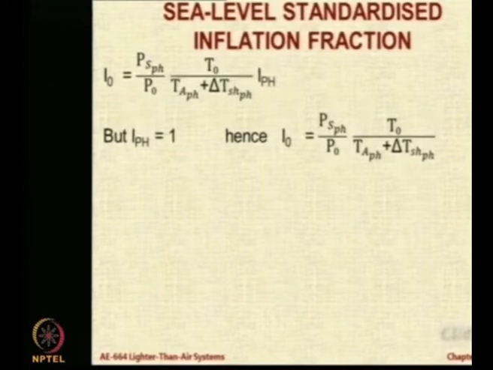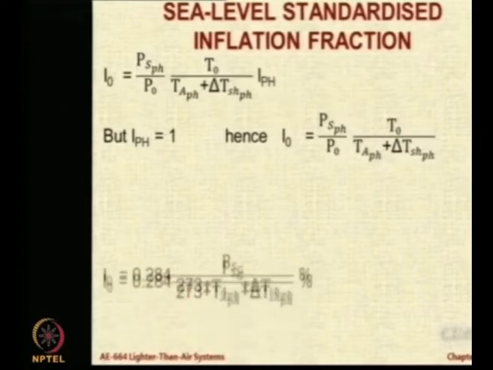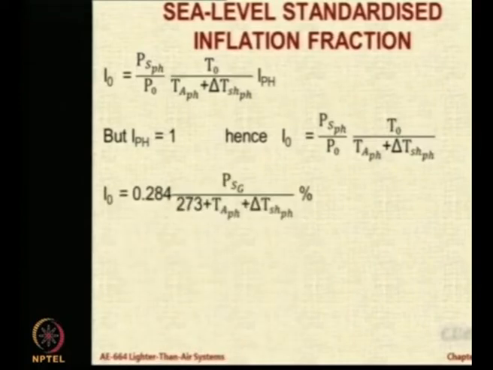Therefore, the same expression once again: I0 is equal to PS PH by P0 times T0 by the temperature and superheat. So this gives the percentage I0 needed for you to fly. The same question could have been given in the reverse form, saying that an airship has to fly up to 1500 meters. Find the sea level inflation fraction. So we will use this expression to get the value of I0 needed at ground level to reach a particular operating altitude without exceeding the pressure height.